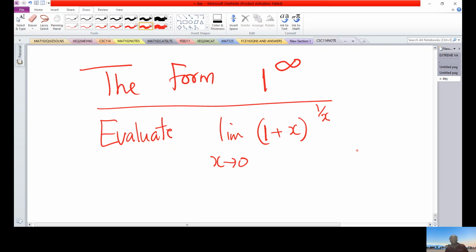Welcome to this video lecture. We are going to discuss how to find limits of functions of the indeterminate form 1 raised to the power infinity. So we'll start with this example.